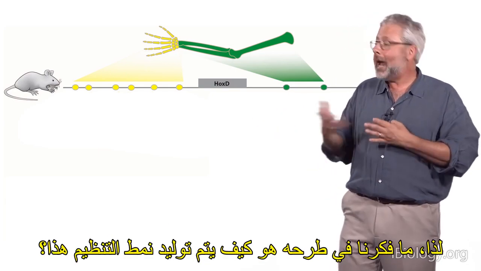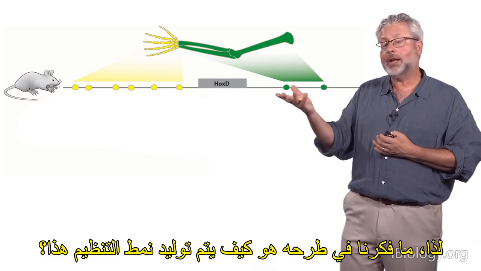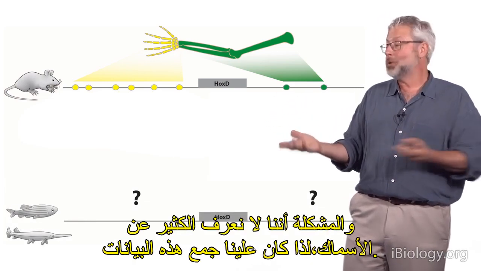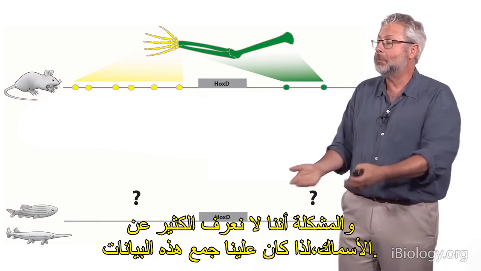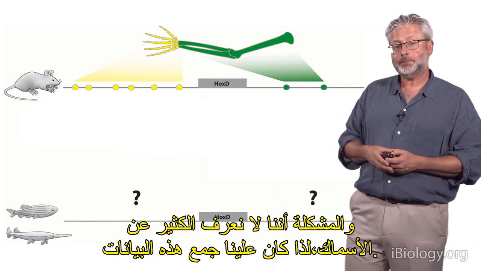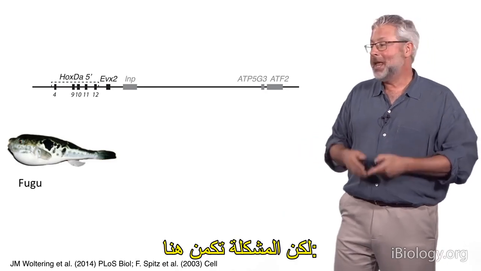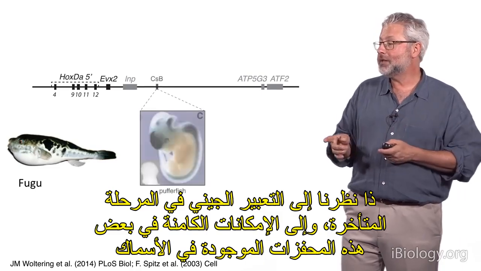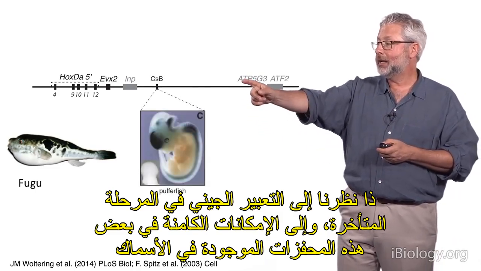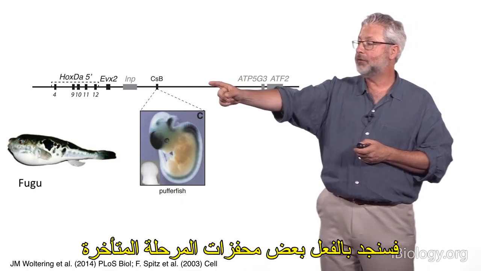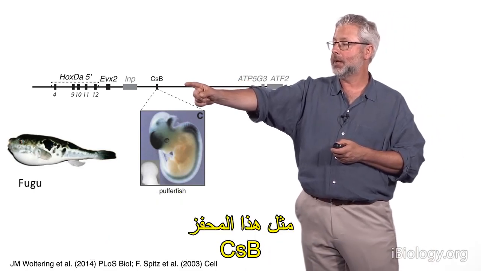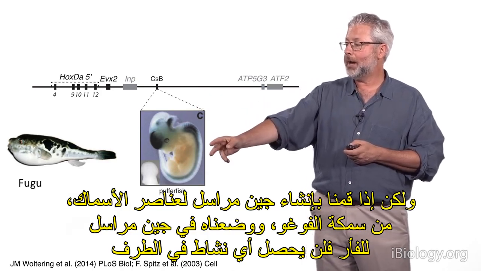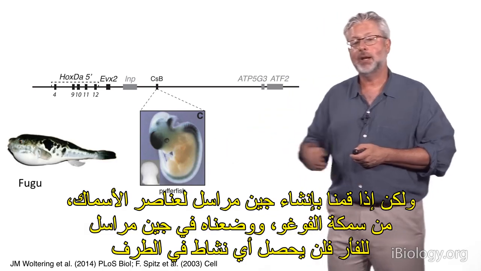So what we thought we'd ask is, how was this pattern of regulation generated? Is it present in fish, and what is it doing? But the problem is, we don't know much about fish, so we really had to assemble those data. But here's the problem. If you look at late phase expression, the potential, and some of these enhancers that are present in fish, you actually have some of the late phase enhancers, such as this one here, CSB. It turns out if you make a reporter of the fish element, say from fugu, and put it in a mouse reporter, you don't get any activity in the limb.